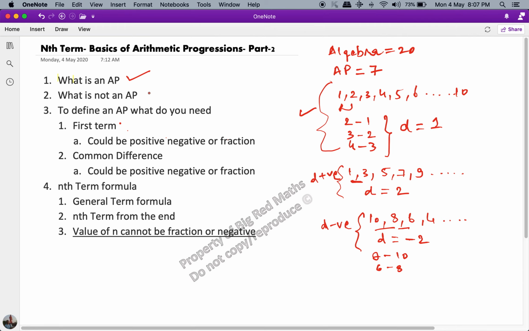Now let's see the second part, which is what is not an AP. Rather than writing 1, 3, 5, 7, 9, say I write a series as 2, 4, 8, 16, 32, and so on. Every term is being multiplied by 2 here. But what is the value of D1, which is 4 minus 2, that is equal to 2. D2 is 8 minus 4, which is equal to 4. The moment the difference between consecutive terms changes, it is not an AP.